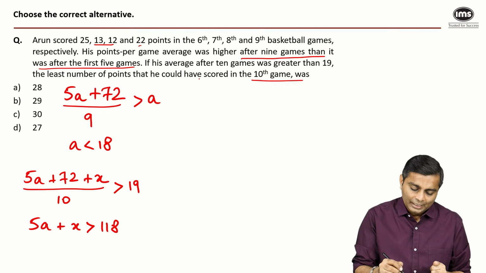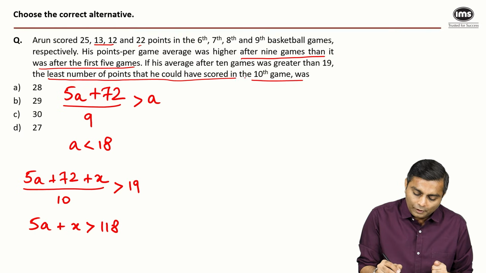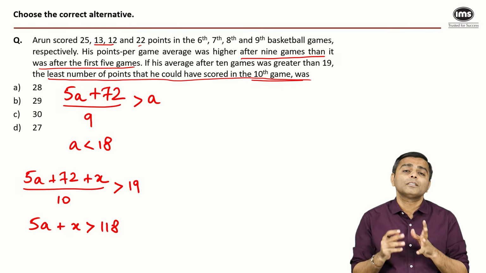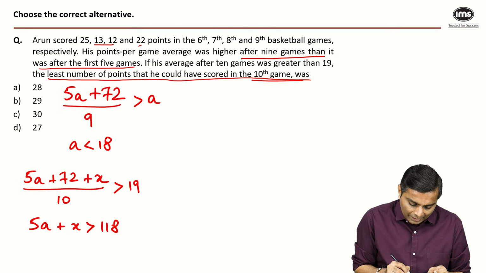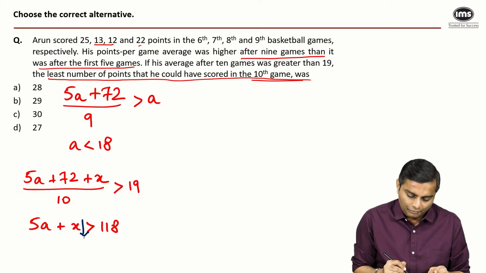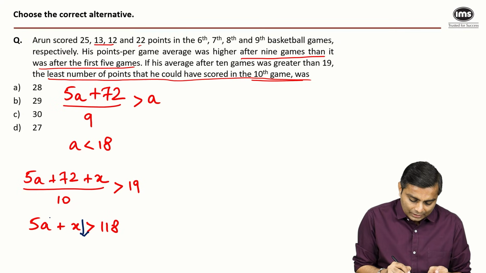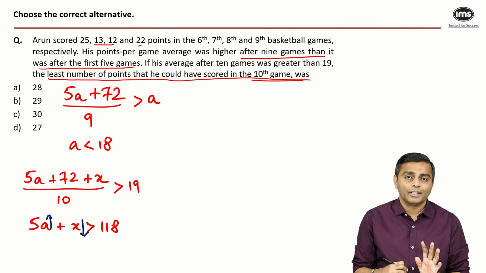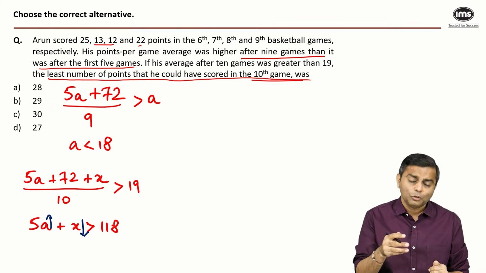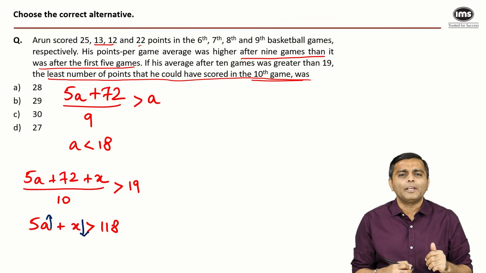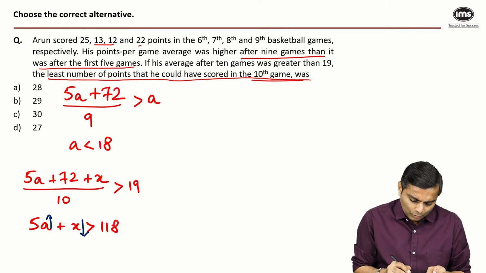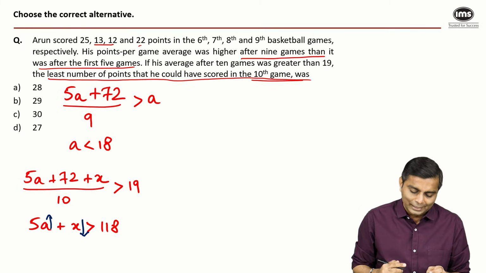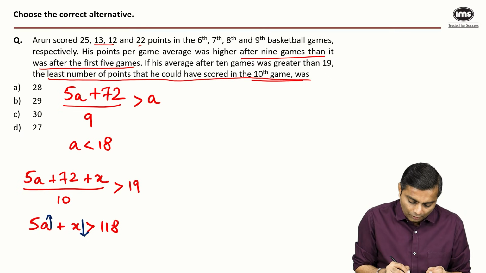Now, what is important? They have told me the least number of points that he could have scored in the 10th game. I have to minimize the 10th game score. I have to minimize the value of x. For this to be minimized, this guy has to be as high as possible. Correct? What is the highest possible value of A? We know A is less than 18. Highest possible value of A, let's take as 18 for now, because I want to work with the highest number. So 5 into 18 is 90. Therefore, from here, this is now going to become 90. In fact, let me just use the same ink.